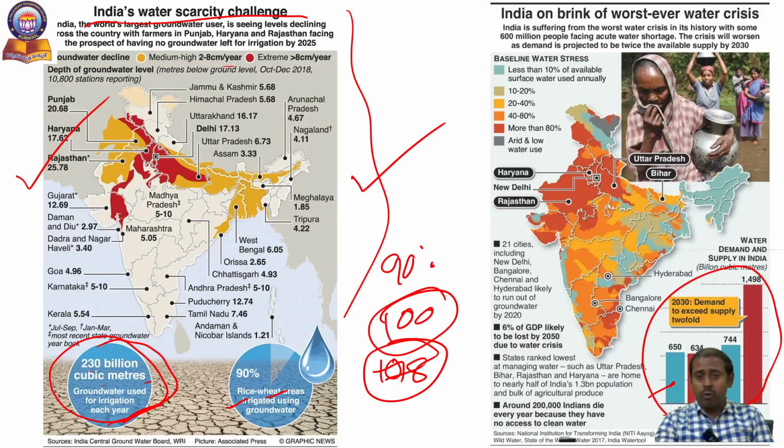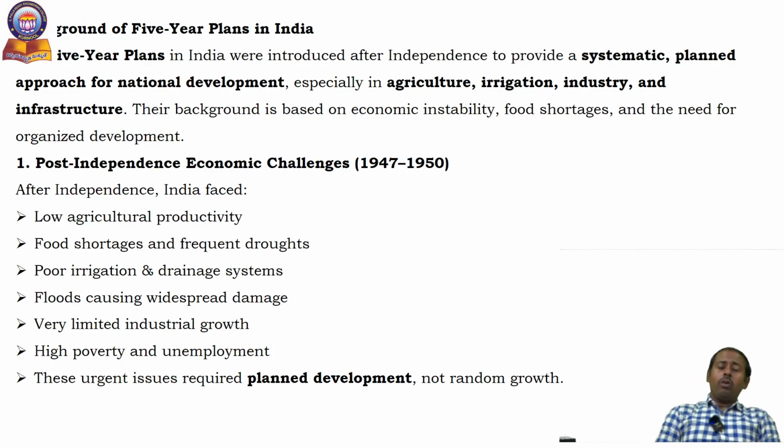What happens in 2030 if we do not take this serious issue seriously, the situation will come under this condition. So supply is 744, but how much is the demand? Almost double, more than double. This is what happens in the future if we do not take this issue seriously in our country.